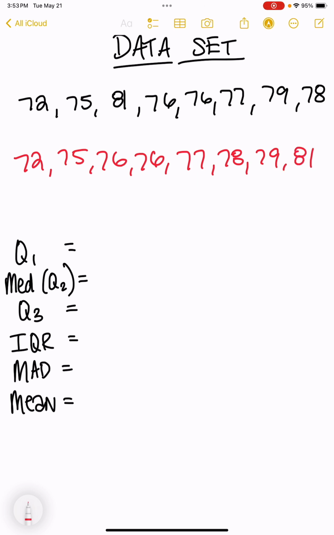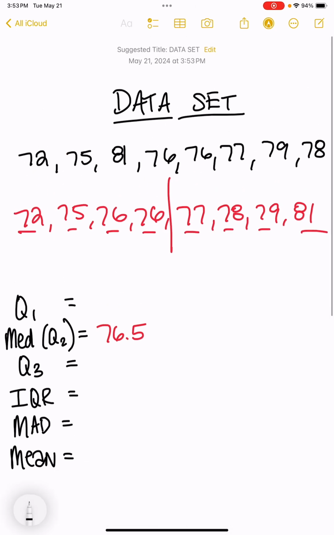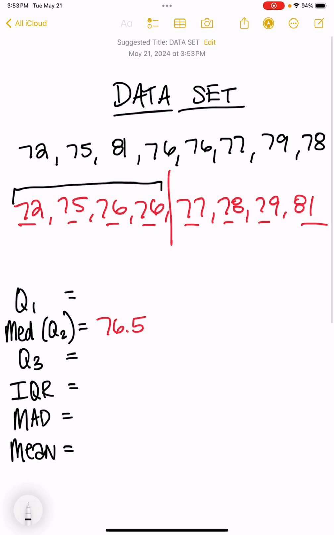So the first thing we need to do is figure out what our median is, or our middle number. We have 1, 2, 3, 4, 5, 6, 7, 8 numbers total. So we're going to be able to split this data set in half equally. There is no number directly in the middle that we can circle. So we know that we're going to have to add 76 and 77 together and then divide by 2. And that will give us 76.5 as our median.